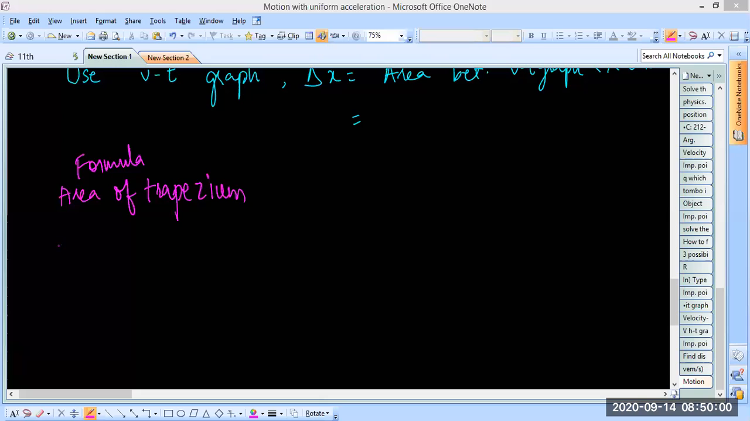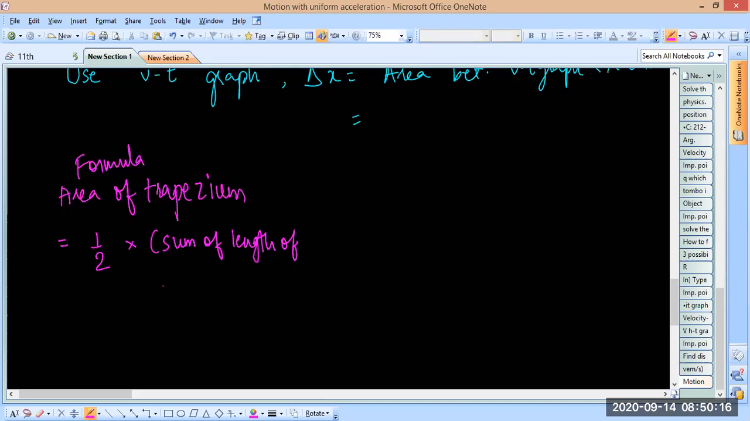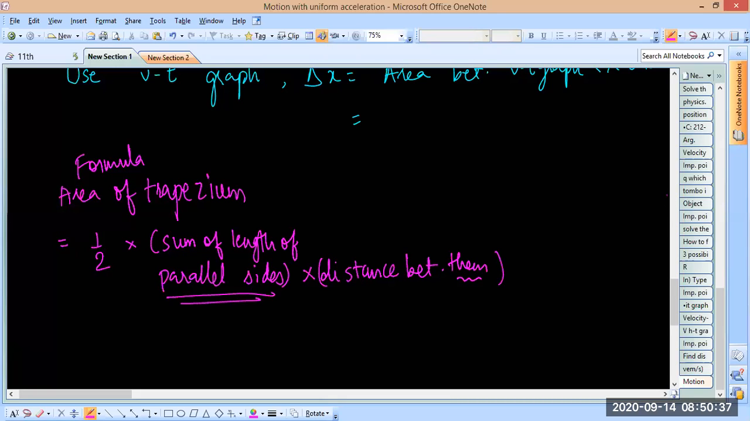See, this is how it works. The formula for the area of a trapezium is as follows. It is half into the sum of the lengths of parallel sides, multiplied by the distance between them. Between them means between the parallel sides, all right? I'm writing it in words because that way it's actually easier in my opinion.